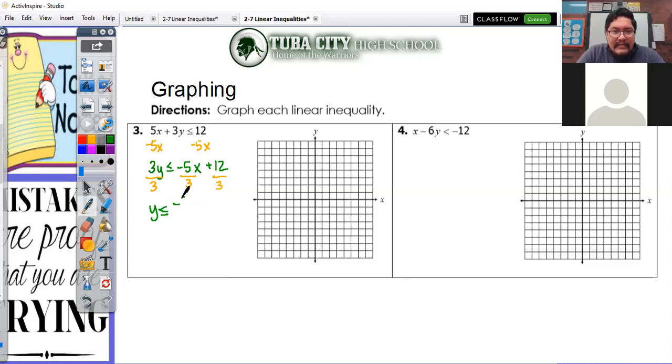And I have a fraction here, so negative 5 over 3. And then 12 divided by 3 is plus 4. And again, usually your slope is going to be a fraction. That's somewhat of a good thing. Okay. So let's go ahead and graph this one here.